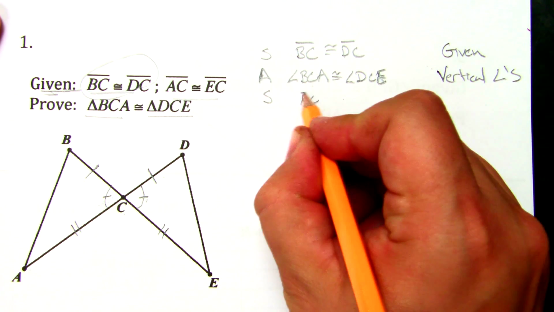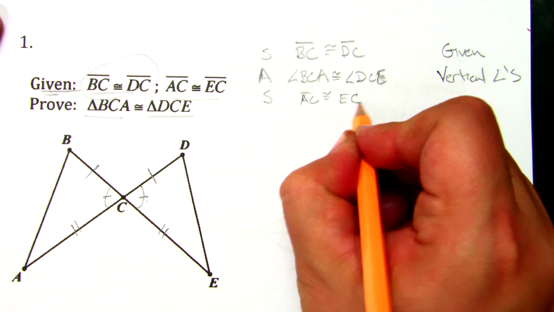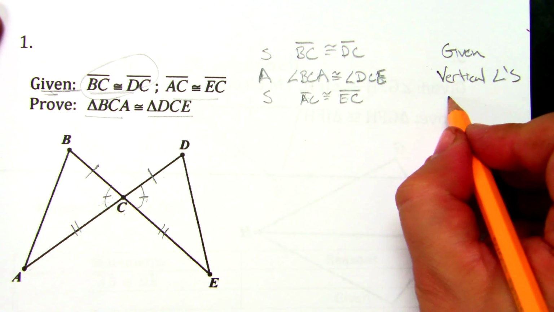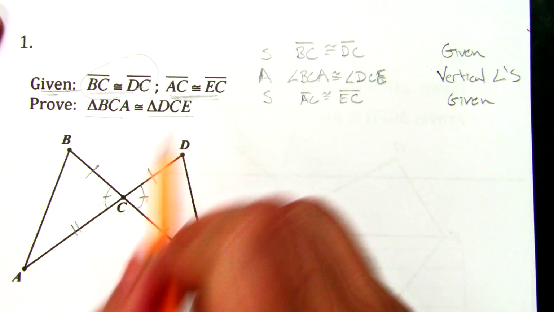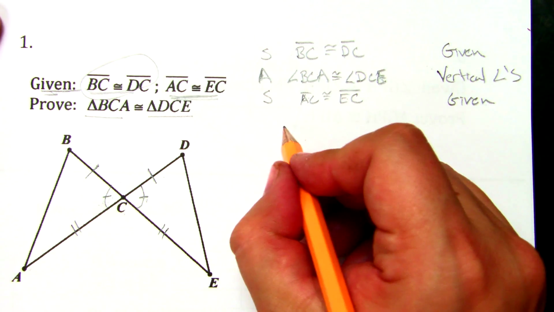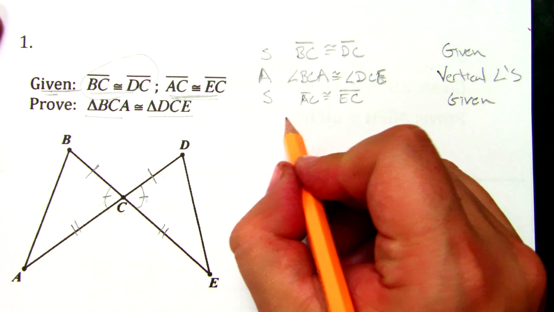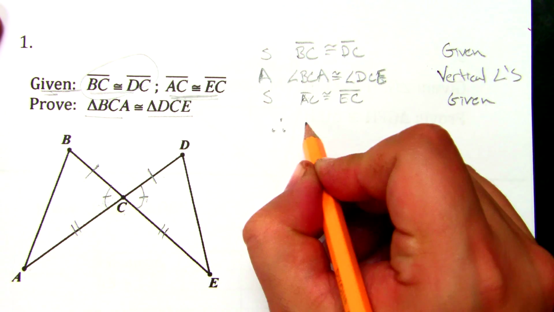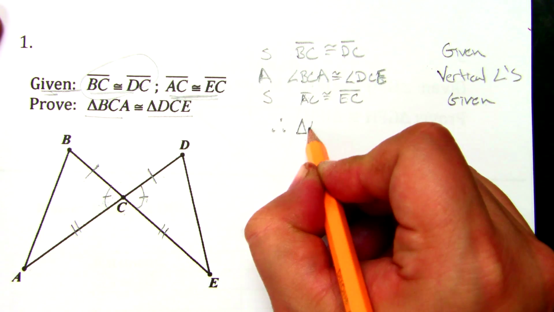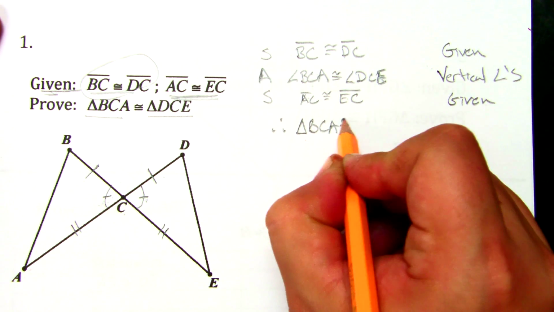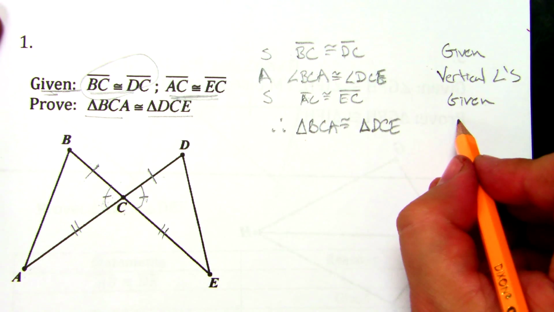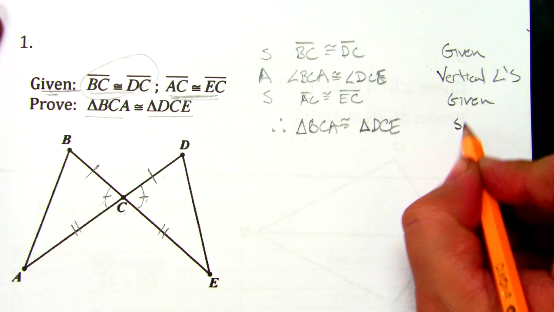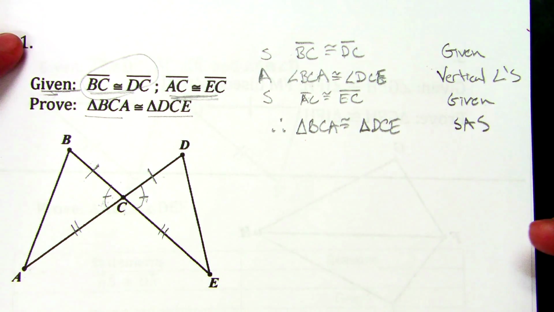So AC is congruent to EC. And that's given also. That's one of the things I was given right here. Okay. And then from those three statements, I can conclude that, therefore, triangle BCA is congruent to triangle DCE. And the theorem that I used was side, angle, side.